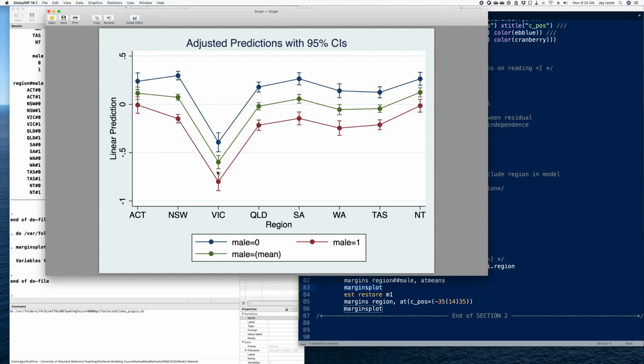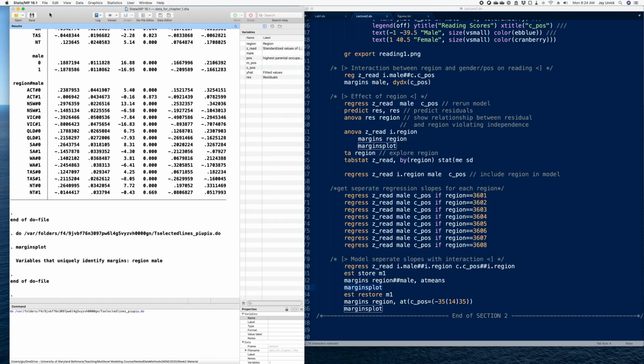So remember, in the previous model where we assumed that the slopes between men and women were parallel to one another, here we can see that there's some differences between males and females in terms of this difference, and some of that difference is explained by the region. The regions have different levels of distance between male and female scores.